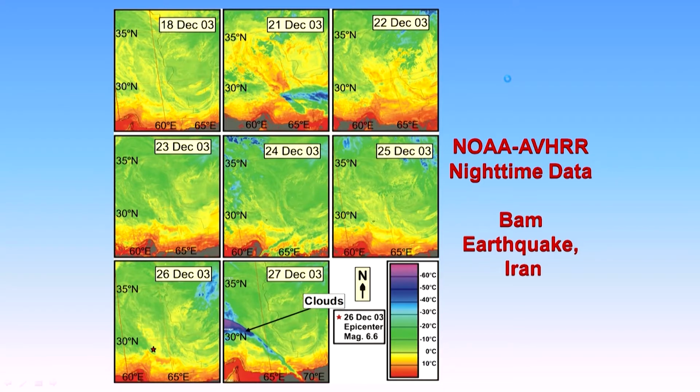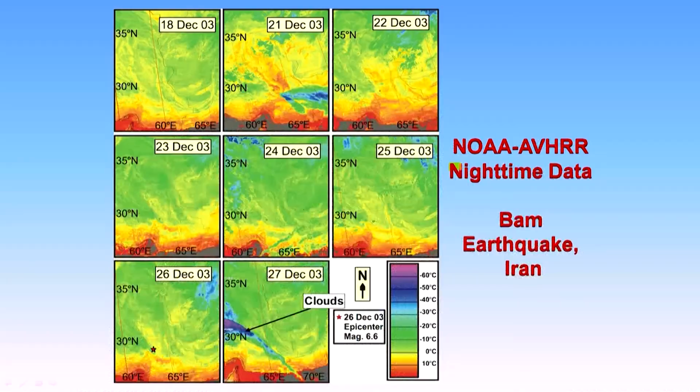The reason is that in nighttime data you do not have the differential solar heating, and many times the meteorological differences, local meteorological disturbances, are also generally less as compared to daytime. So, that is why it was very much possible to detect this pre-earthquake thermal anomaly 5 days before.